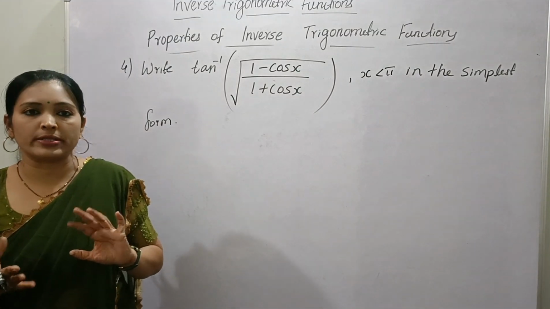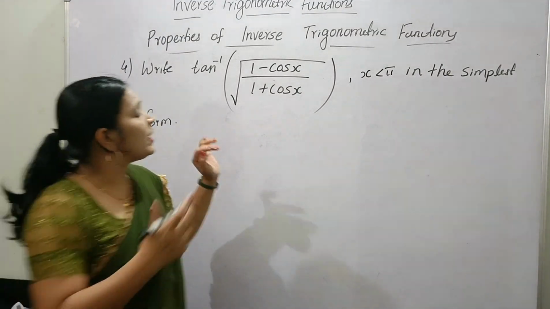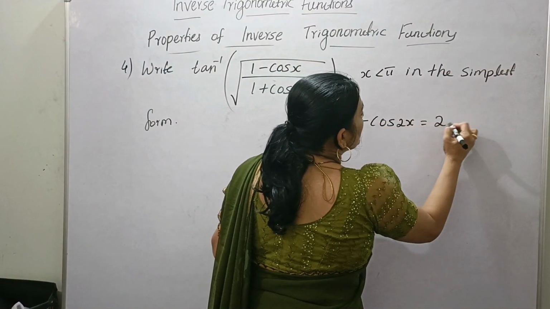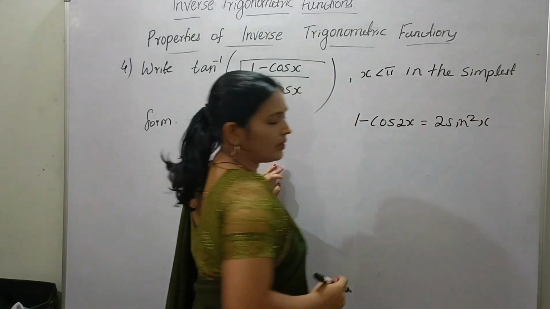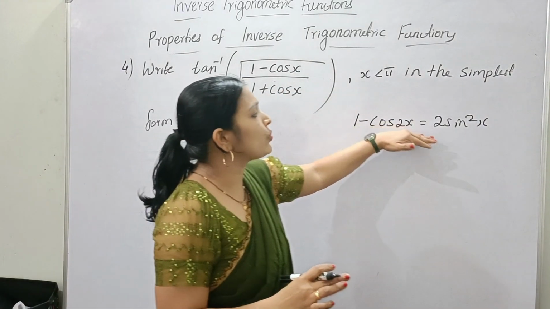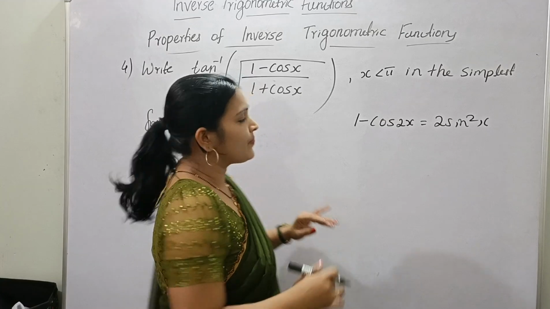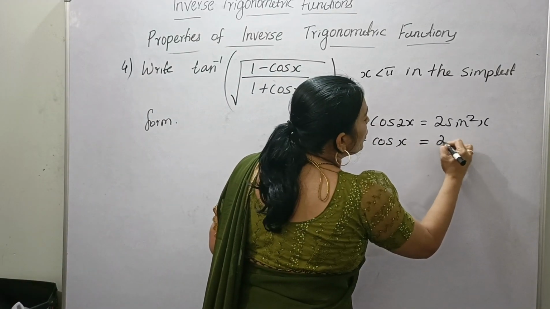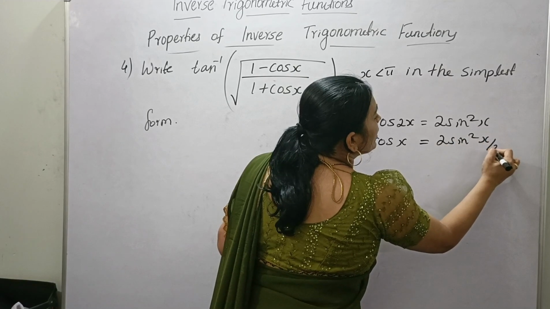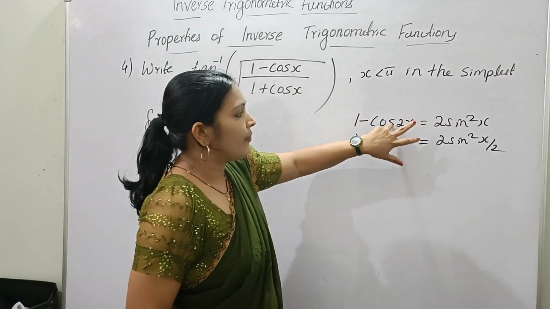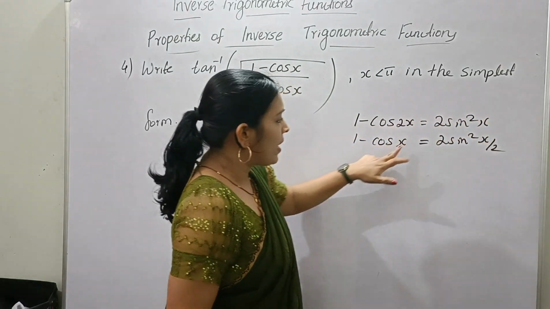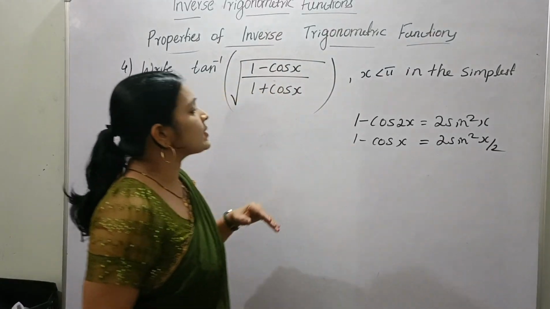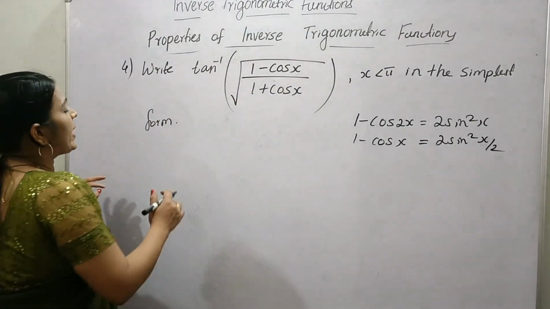So what is 1 minus cos x? How it can be written? See, we know that 1 minus cos 2x is nothing but 2 sine square x. Right? So what is 1 minus cos x? 1 minus cos x is equal to 2 sine square x by 2. Here, when it is 2x, it is x. When it is x, it is x by 2. It's half. So 1 minus cos x can be written as 2 sine square x by 2.